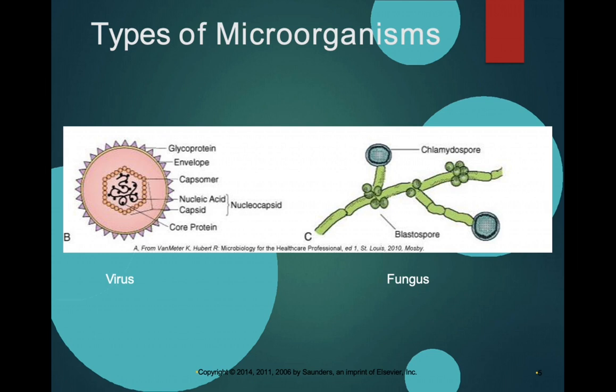Continuing with the types of microorganisms, I'm not going into too much detail here, just to look at the difference between the structures. Because the structure is different, they're going to function differently. On the left are some of the parts that you'll hear us talk about when we talk about viruses. There's a core protein in the center, a capsid or nucleic acid capsid around that, an envelope, and a glycoprotein. Here it looks like they're spiked.